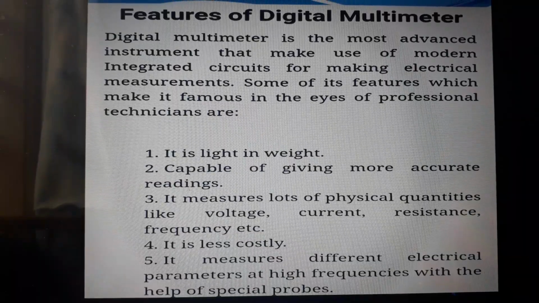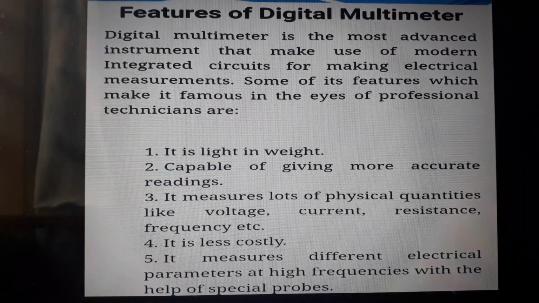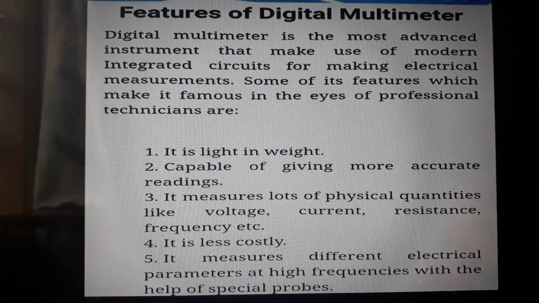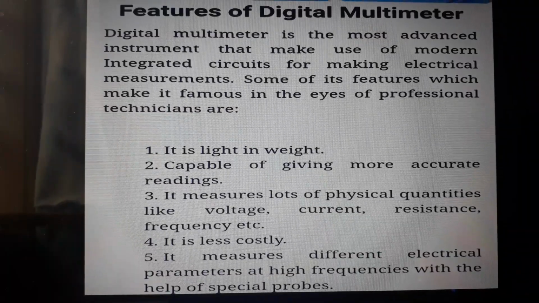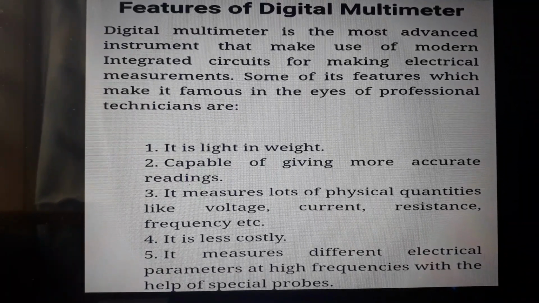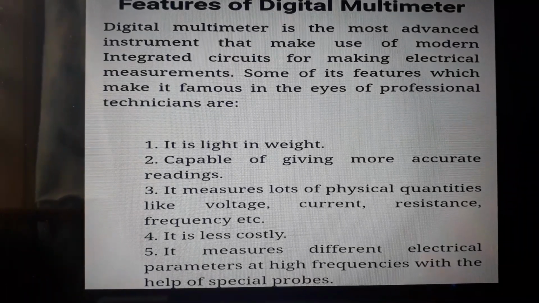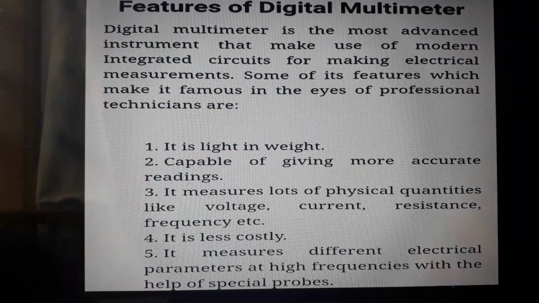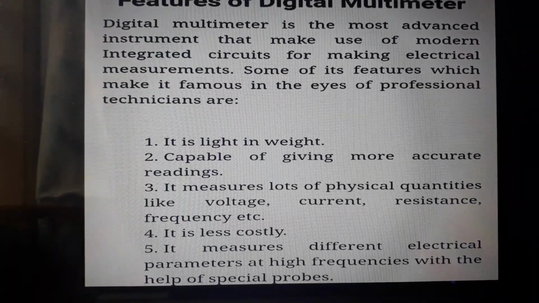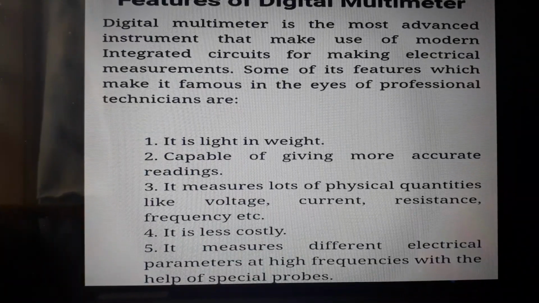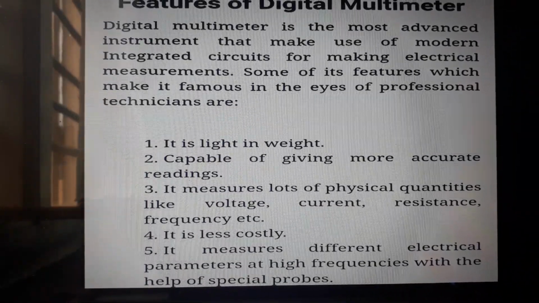Next, the fourth one, it is less costly compared to other measuring tools. This digital multimeter is less costly. The fifth one, it measures different electrical parameters. Different electrical parameters can be measured using a digital multimeter, even at higher frequencies with the help of special probes. The special probes are provided for the digital multimeter, which measure the higher frequencies also.